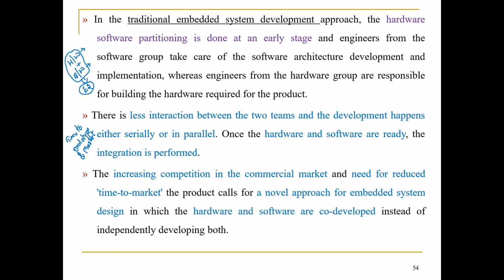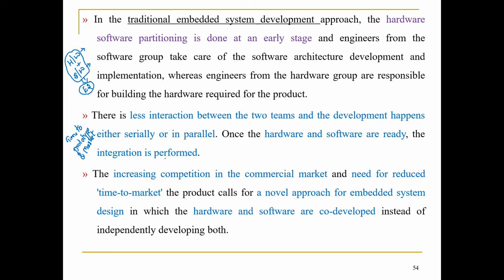See here, in the traditional embedded system development approach, the hardware-software partitioning is done at the early stage, and engineers from the software group take care of software architecture development while the hardware engineers take care of hardware development. There is no interaction between the software team and the hardware team at all. Once they come out with the hardware and software requirements and build the hardware and the software, finally they integrate them together.